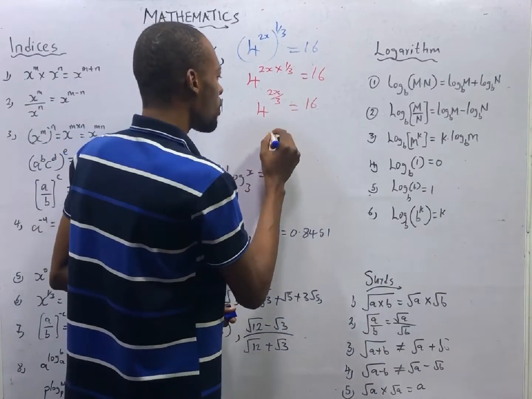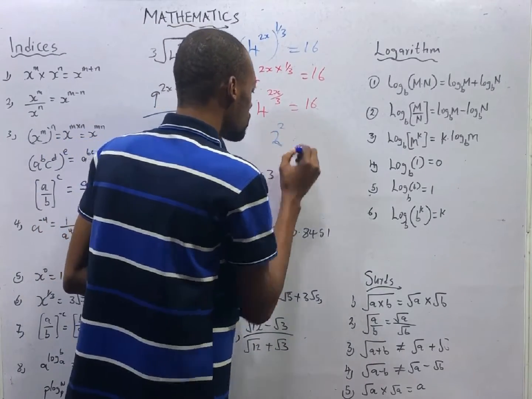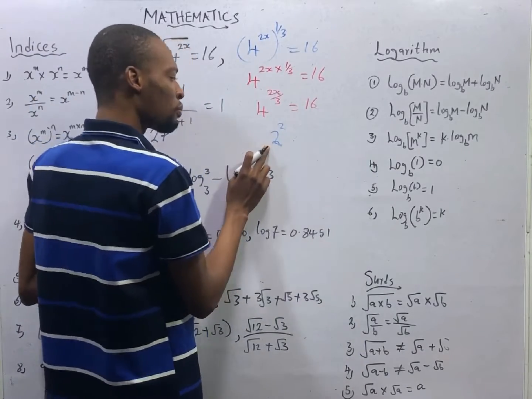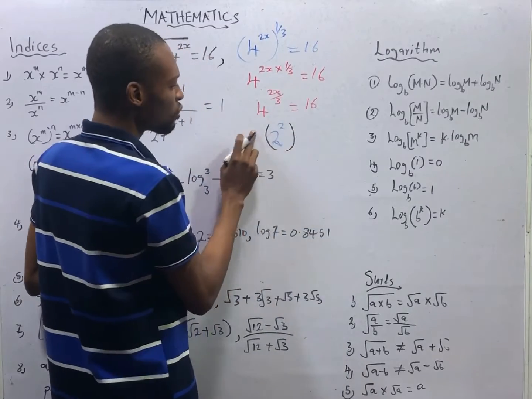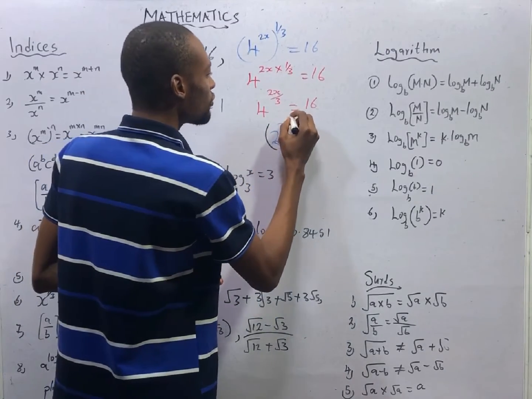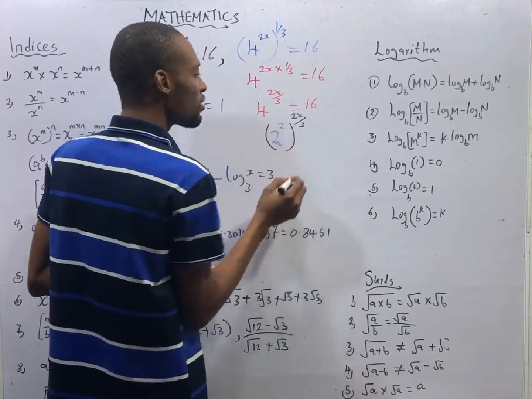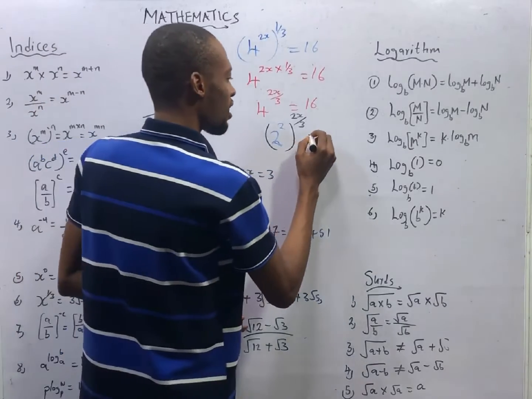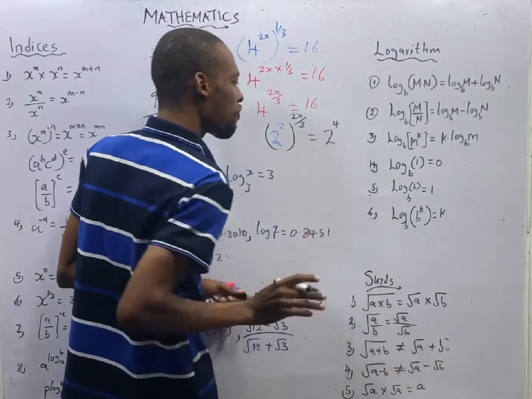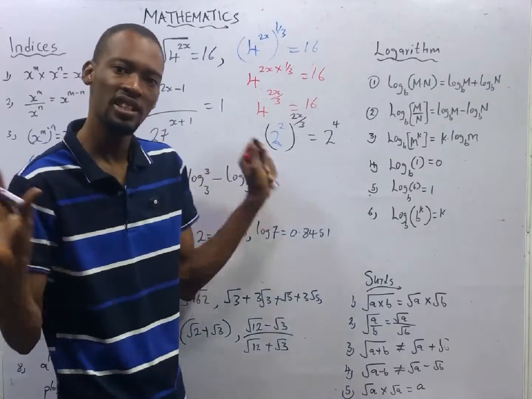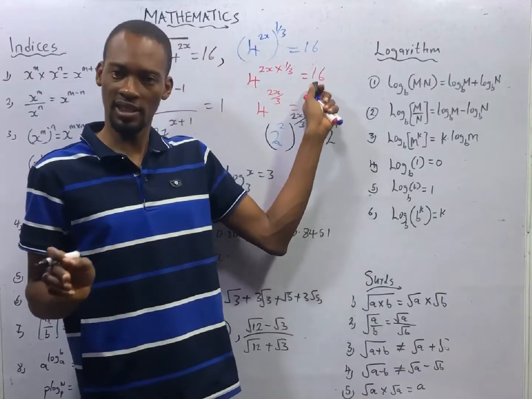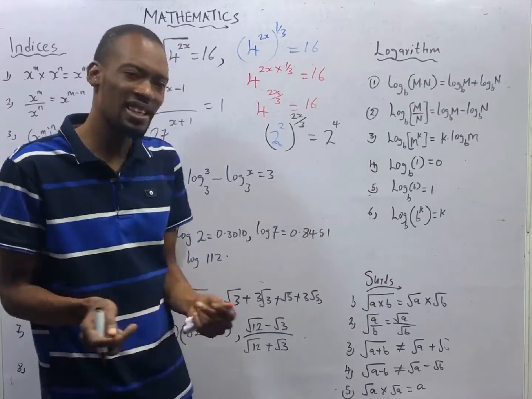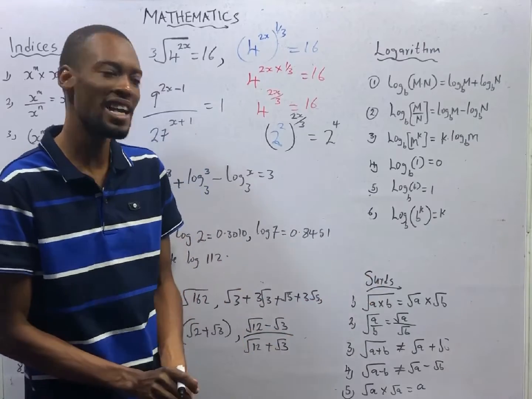From here, I know that 4 is 2 raised to the power of 2, because 2 times 2 is 4, which means I've replaced 4 with 2 raised to the power of 2. If I replace 4 with 2 raised to the power of 2, it means I still have 2 raised to the power of 2s over 3. Here and here, I did not change anything. And 16 is 2 raised to the power of 4. What is 2 raised to the power of 4? 16. So I didn't do much, and I don't think I did anything wrong either.